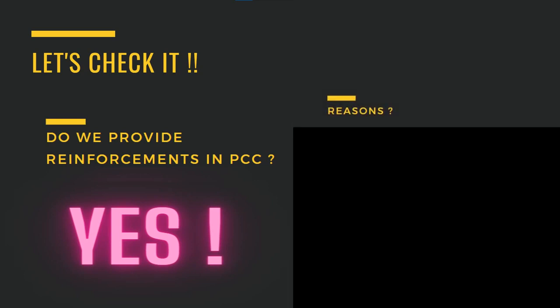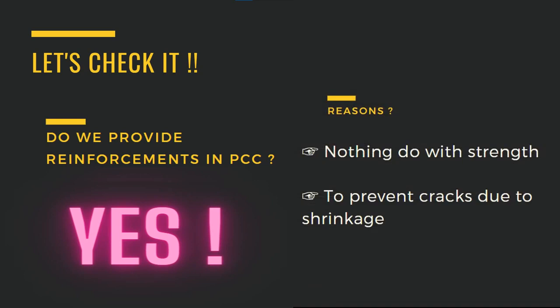No. The steel reinforcement has nothing to do with strength, but is to prevent the cracks due to shrinkage. To prevent the cracks due to shrinkage, we provide minimum reinforcement as per IS 456 also in PCC. Not only in RCC, we also provide steel reinforcement in PCC. The minimum reinforcement has to be provided in PCC. So let's start with Section 1 of IS 456.